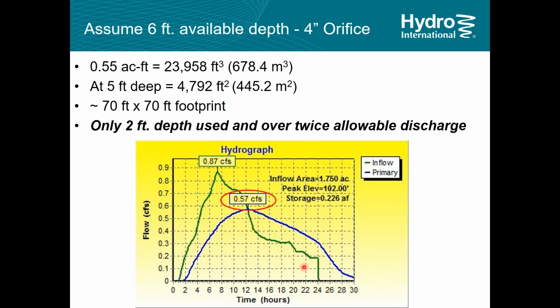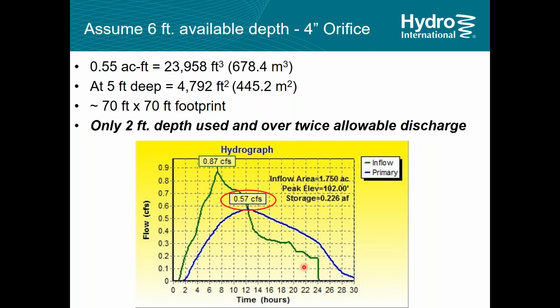So just doing a few little calculations and making some assumptions. Let's assume we've got about 6 feet available head on that site to build our storage pond in. We have a 4-inch minimum orifice because of the site size. So roughly 0.55 acre feet, 23,958 cubic feet. Let's assume that we want to put a water level in there about 5 feet deep. So if we just divide by the depth, we get a footprint area, roughly 4,800 square feet. And if I just take a square root of that, I get a roughly 70 by 70 footprint.